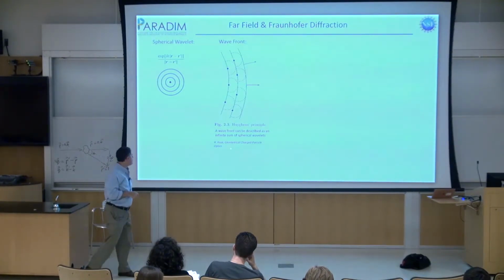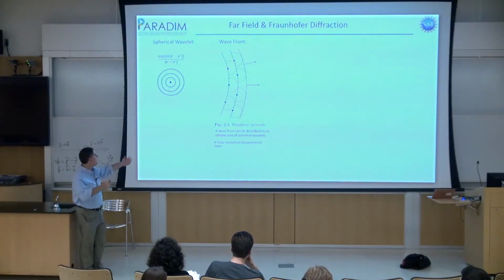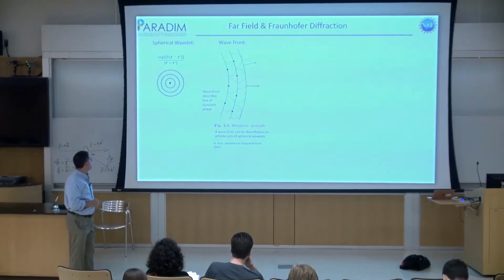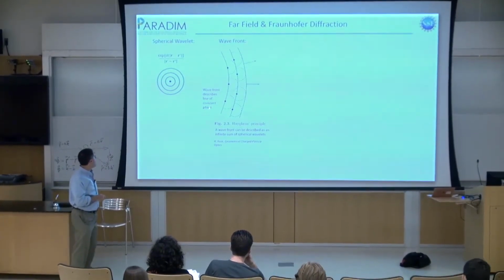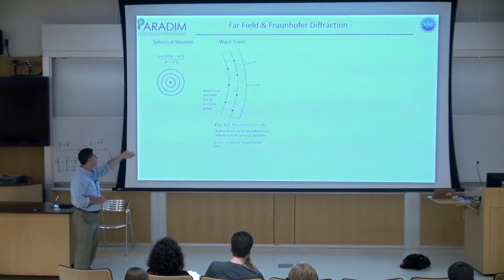Huygens' principle is that any arbitrary wavefront is just an infinite sum of spherical wavelets that you integrate over, and you add up all their little outgoing spherical waves in phase to get the actual shape that you want. And a wavefront is a line of constant phase, so it's all the lines of, say, 0 phase or pi phase.